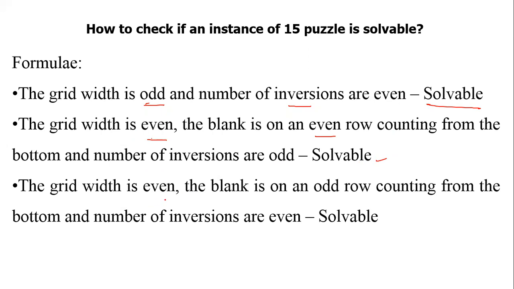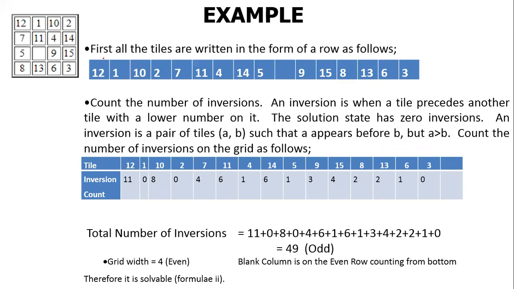If the grid width is even, the blank row is an odd row, and the number of inversions is even, it is also solvable. These are the three possible conditions to check whether an instance of a 15 puzzle is solvable or not. For each and every instance, we check this formula, and then you decide whether it is an expanded or dead node. So this is one example. Here this is one state, and we are going to check whether the state is solvable or unsolvable.